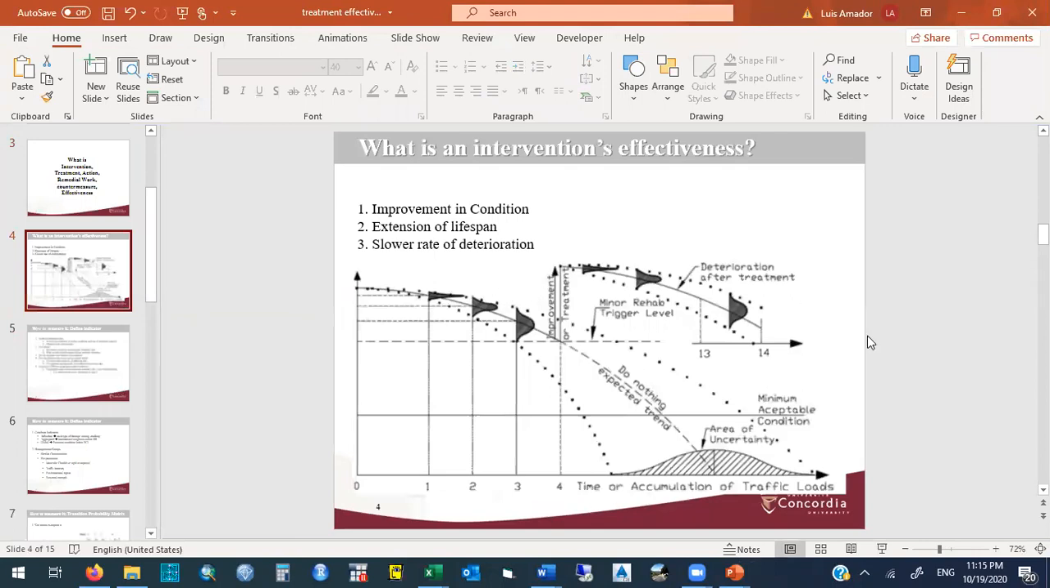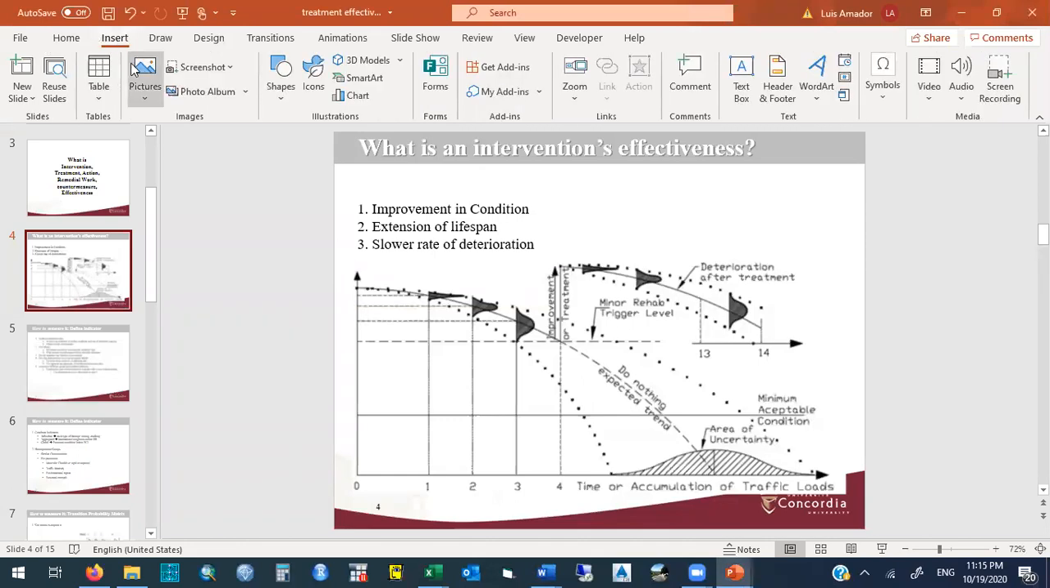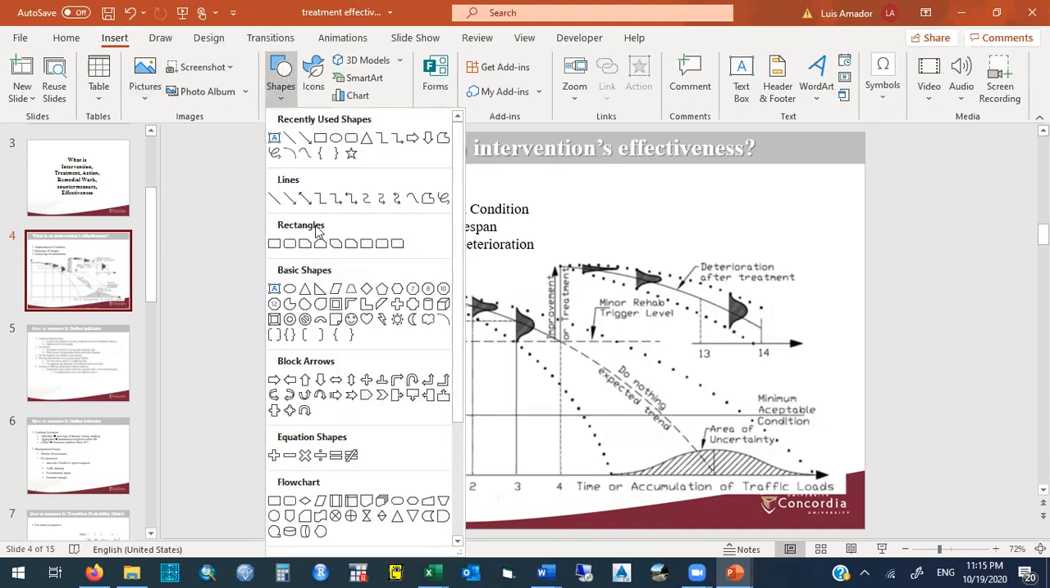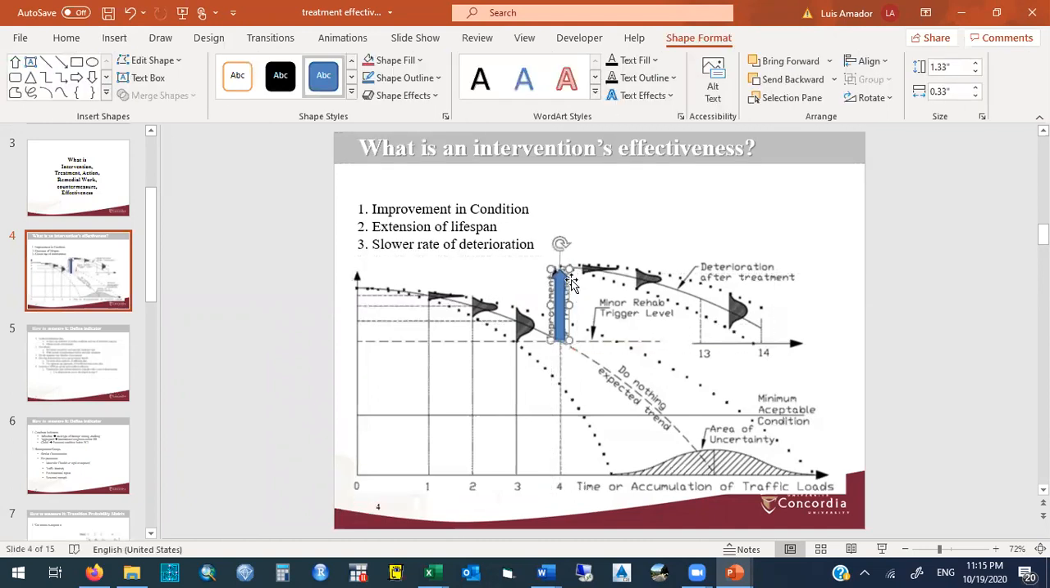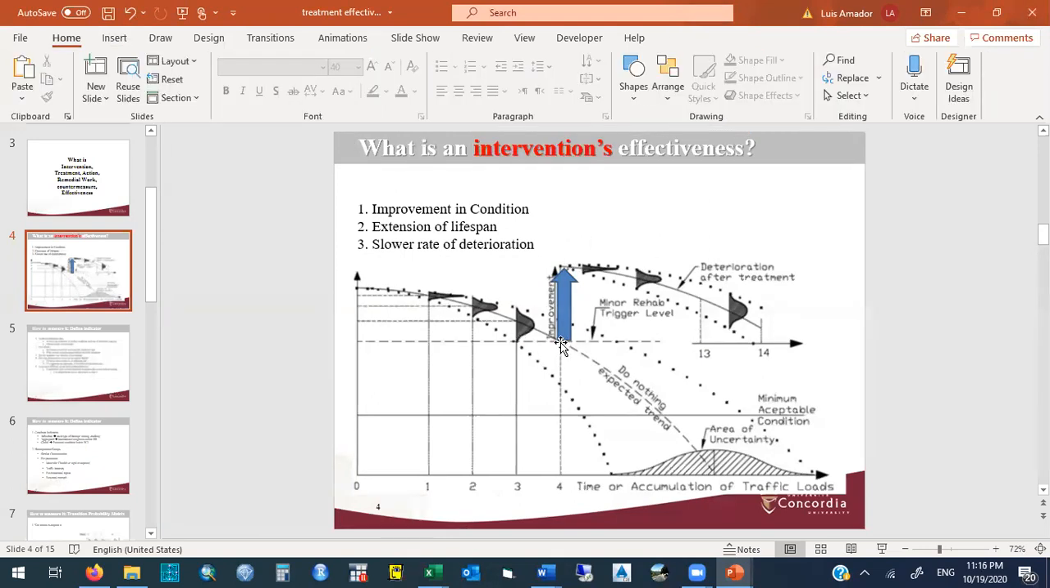Now, the first thing you need to know is that when pavement is deteriorating and at some moment in time you apply an intervention, the pavement is gonna gain additional life. From this moment up, this is the moment at which you apply your intervention. If you have not applied the intervention, the pavement will have continued deteriorating. This uncertainty that you see here is the uncertainty around the mean. The mean value is this solid line that we saw before, and this is the deterioration curve that you have estimated.